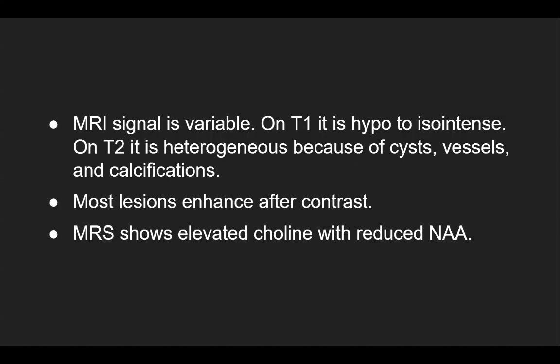So, MRI brain with contrast is gold standard. Signals are variable. On T1, it is hypo to iso. On T2, it is heterogeneous because of the cyst, the vessels, the calcifications. Most lesions enhance after contrast, but even if they don't enhance, they still are a grade 4 tumor, which is a recurring pattern that we have discussed throughout these sessions. Enhancement is not a good indicator of the grade of the lesion. MRS shows elevated choline with reduced NAA, very typical for any high-grade tumors.